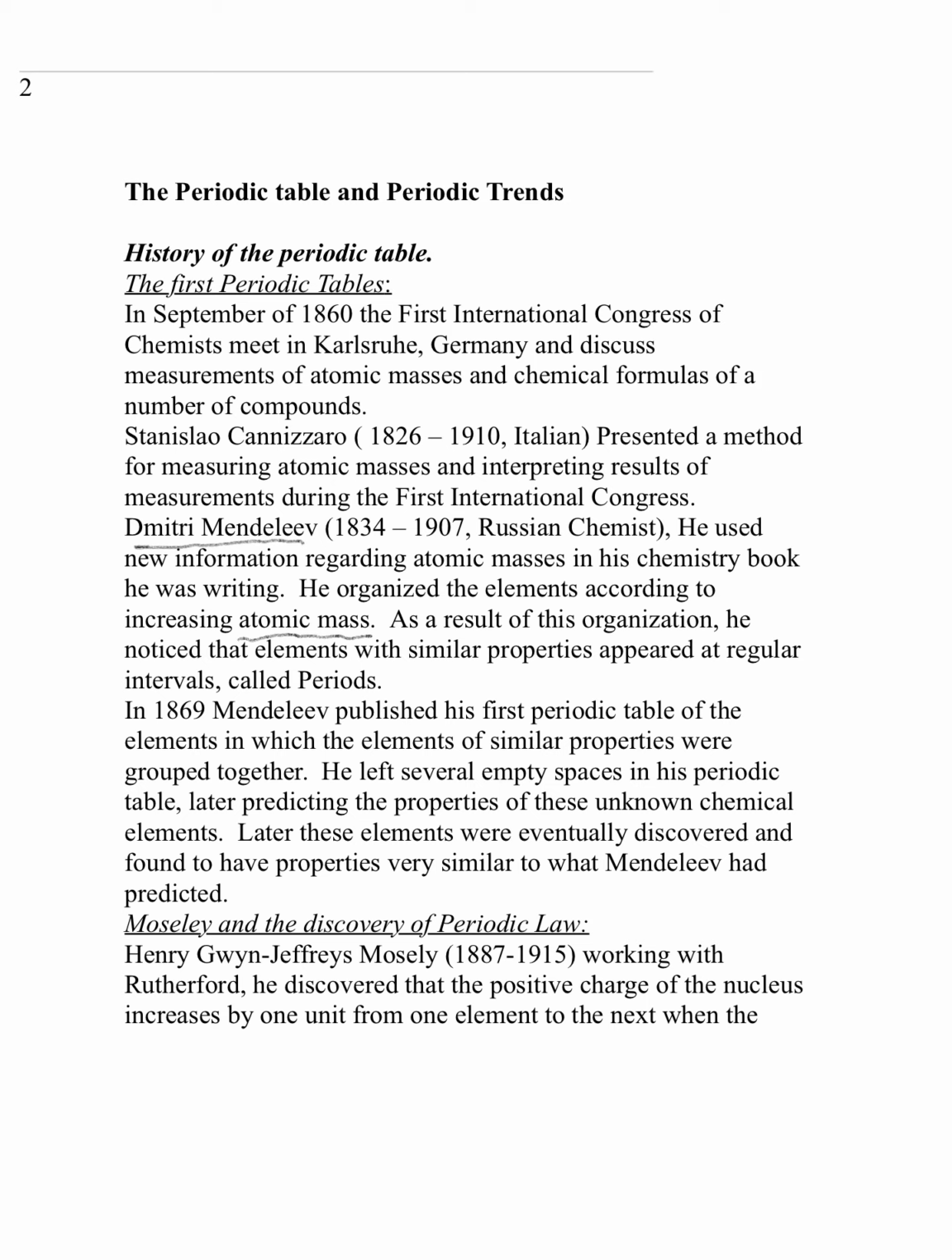As a result of this organization, he noticed that elements with similar properties appeared at regular intervals called periods. In 1869, Mendeleev published his first periodic table of the elements, in which the elements of similar properties were grouped together. And this part is kind of amazing. He left several empty spaces in his periodic table, later predicting the properties of these unknown chemical elements. Later, these elements were discovered and found to have properties very similar to what he had predicted.